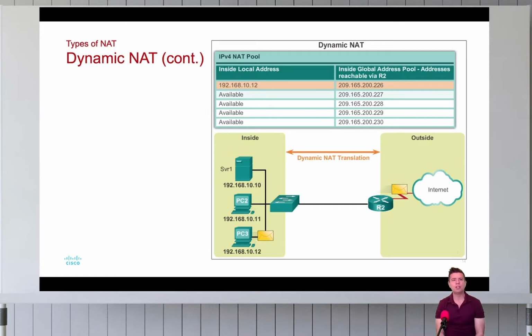If we take a look at this table, you'll see that local addresses are still assigned to global addresses on a one-to-one basis, but the mapping happens dynamically. The only problem is, if all 5 addresses have been mapped, no other devices can connect until one of the mappings frees up.